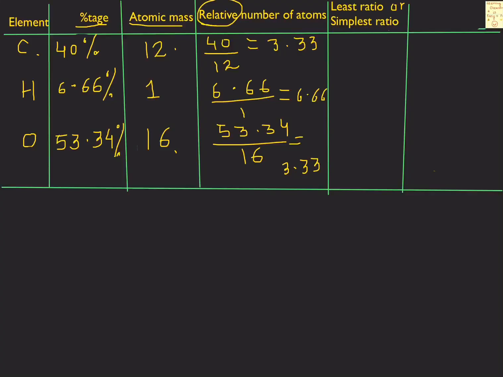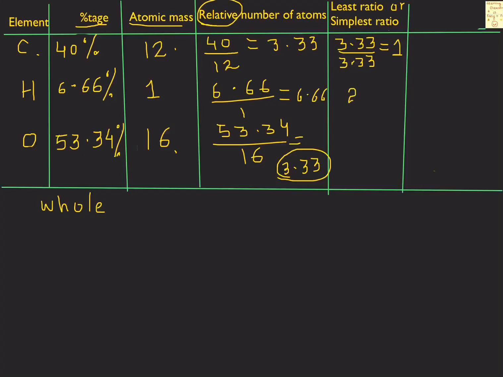Now when we wrote the definition of empirical formula, we said simple whole number ratios, right? So how do we convert these ratios into whole numbers? We divide each one of these by the smallest value which is there. So the smallest out of the three of them, now 3.33 and 3.33 are same. So we divide all the three values that we've got by 3.33. So that becomes your least ratio or the simplest ratio that we've got.